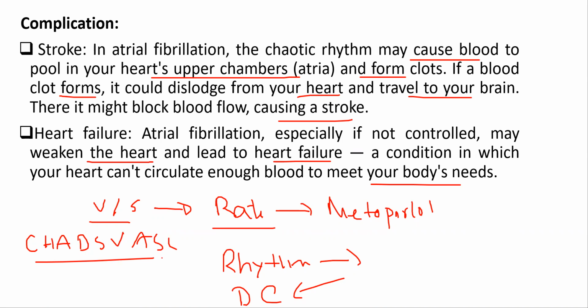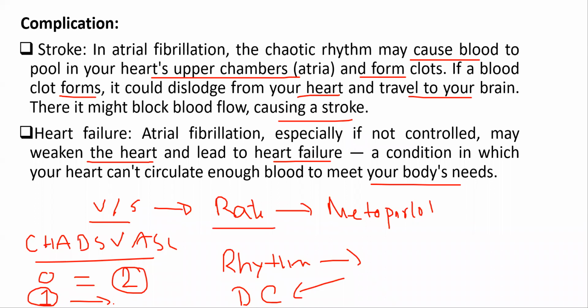So the CHA2DS2-VASc score, we are not going to discuss that here at the moment, but just go through the CHA2DS2-VASc score. You must have known that from your MCQ already. Once you have done the score, if the score is 0, in that situation we don't need to give them any anticoagulants. If the score is 1, especially if it is a woman, you can still wait for a score of 2 to start the anticoagulants.